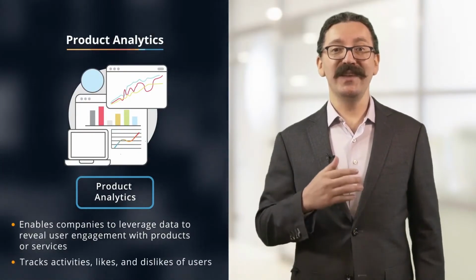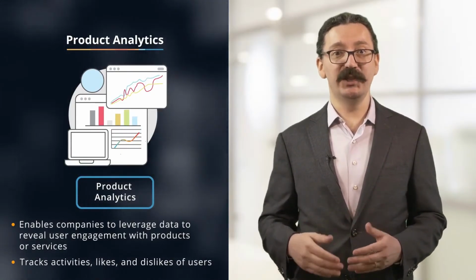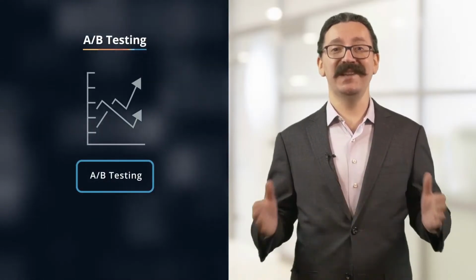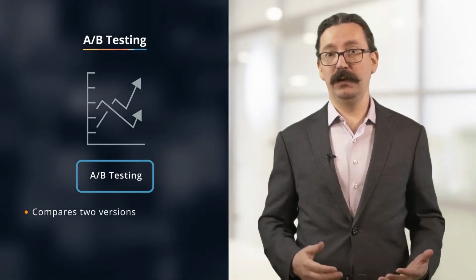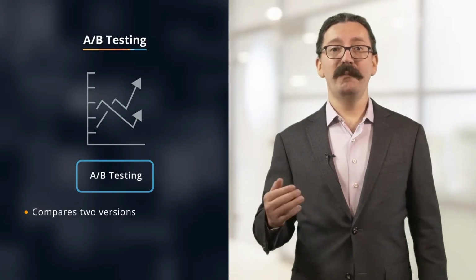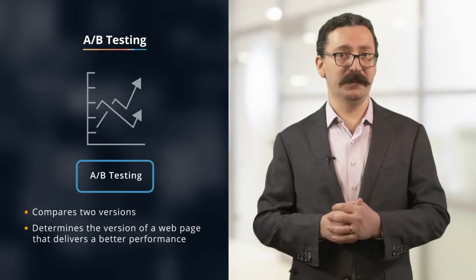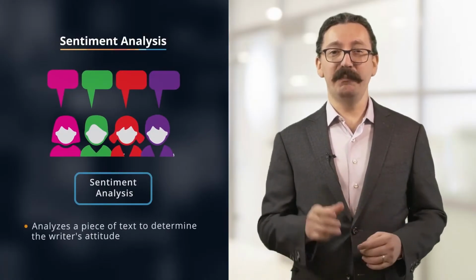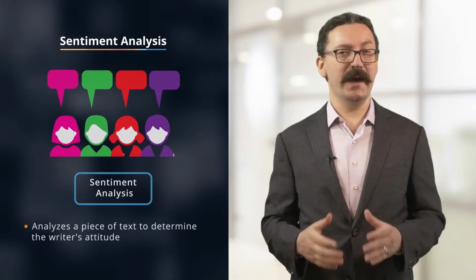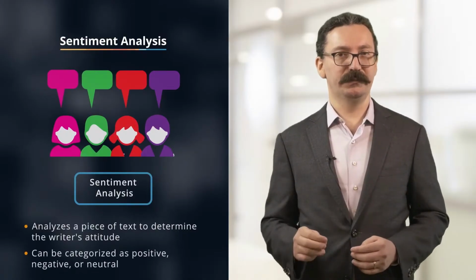Product analytics allows companies to gain knowledge of user engagement with their products or services. It can be used to track the activities, likes, dislikes of users, and also what keeps them engaged to the product. A/B testing is also called split testing. It is the process of comparing two different versions, let's call them A and B, of a web page to see which version of the web page gives better performance results. Sentiment analysis is the process of analyzing a piece of text to determine the writer's attitude. It can be categorized as positive, negative, or neutral.